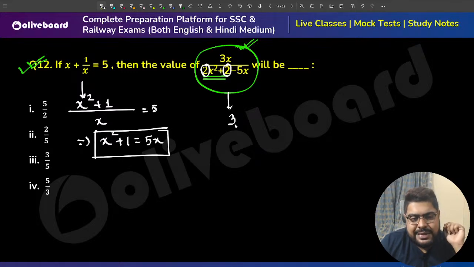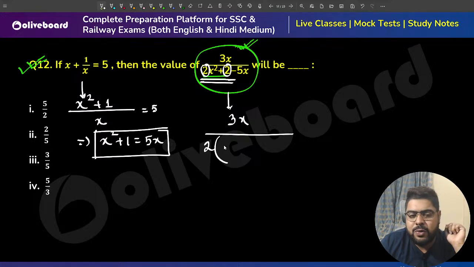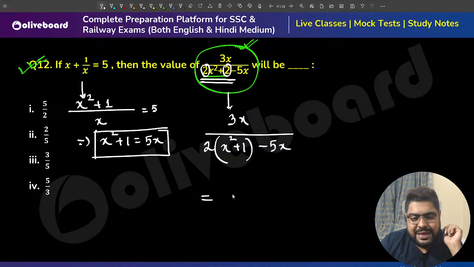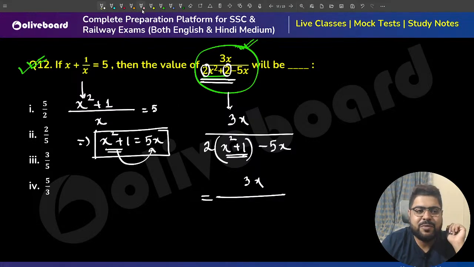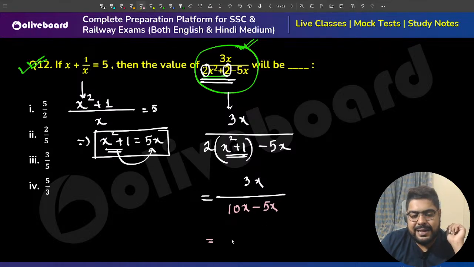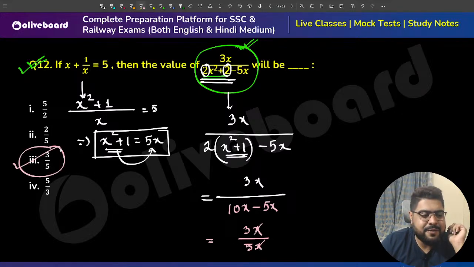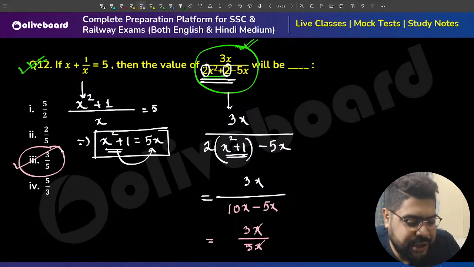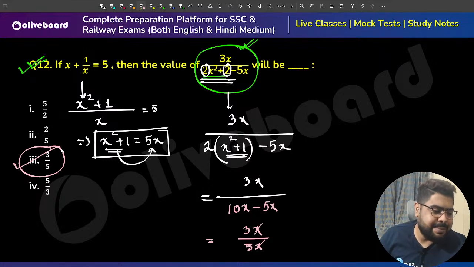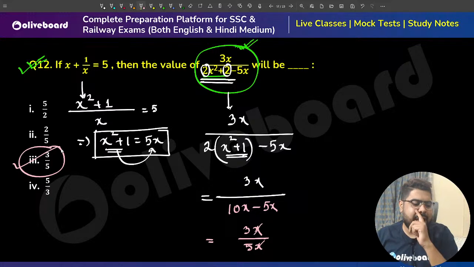You can write this as 3x by, if I take 2 common from here, 2 into x square plus 1 minus 5x. So 3x divided by this, x square plus 1 is nothing but 5x. You put 2 into 5x, meaning 10x minus 5x. 3x by 5x, x cancels, it is 3 by 5. Option number 3, sir. Everybody, is this clear?